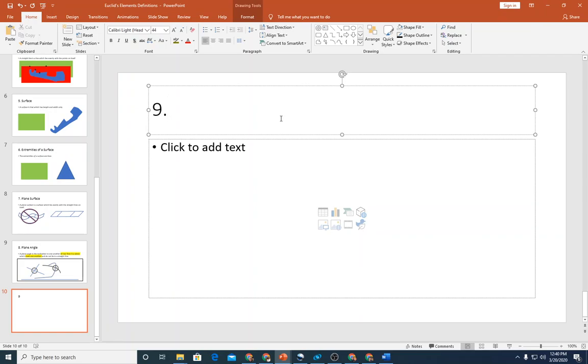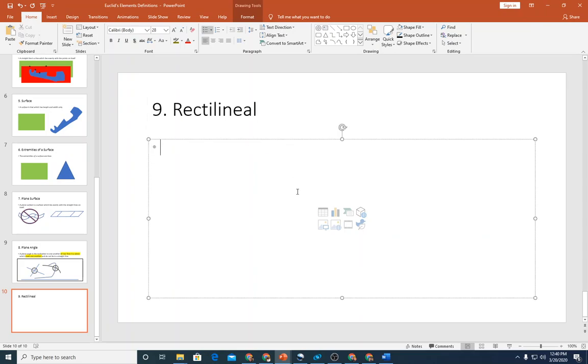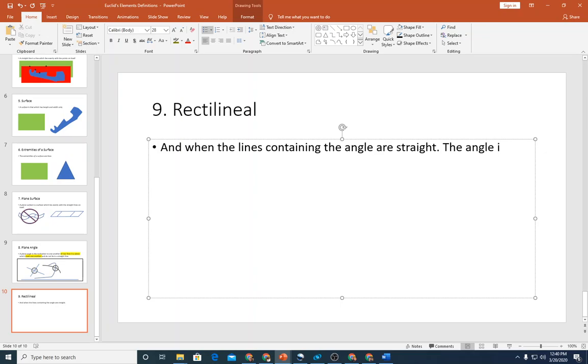Definition 9 is the definition of a rectilineal. And here's how Euclid defines a rectilineal. He says, and, he's sort of continuing his sentence from before for definition 8, he says, and, when the lines containing the angle are straight, the angle is called rectilineal. Okay.